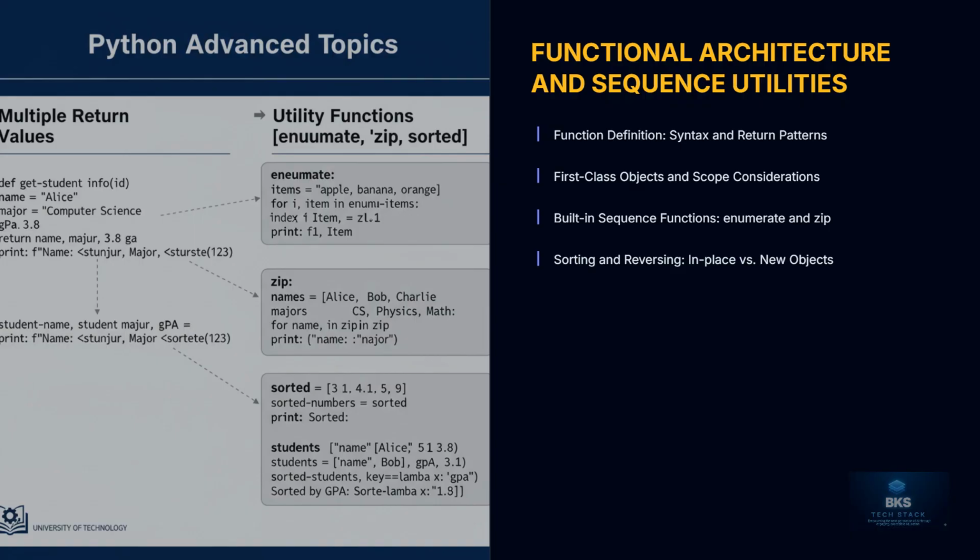To write truly Pythonic code, one must master built-in sequence functions. Enumerate is essential for loops where you need both the index and the value, avoiding the anti-pattern of range len of x. Zip allows you to iterate over multiple sequences in parallel, pairing elements into tuples. This is highly efficient for merging disparate data columns.